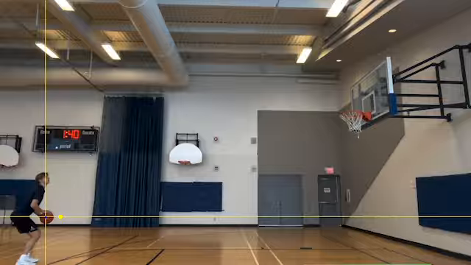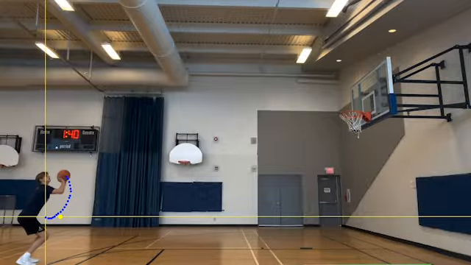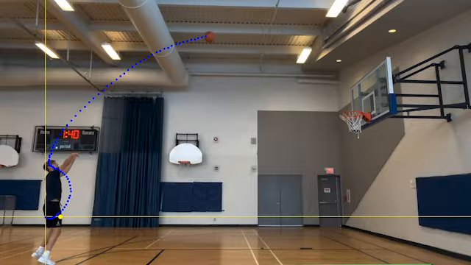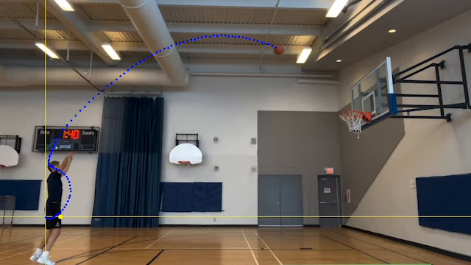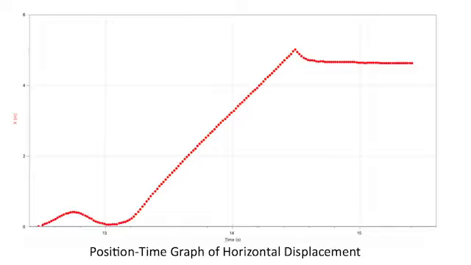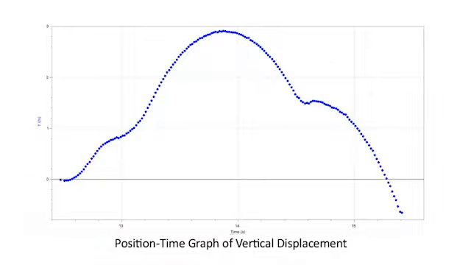Now, let's dive deeper into that shot. Once the ball leaves my hand, it's basically a projectile. The main force acting on it is gravity, which pulls downward at g equals 9.8 meters per second squared. Horizontally, there's no force, ignoring air resistance, so the ball moves at a nearly constant horizontal speed, which we can see clearly on the x displacement versus time graph. Vertically, gravity makes the ball slow down as it rises, stop briefly at its peak, then accelerate downward, which we can also see clearly on this y versus time graph.